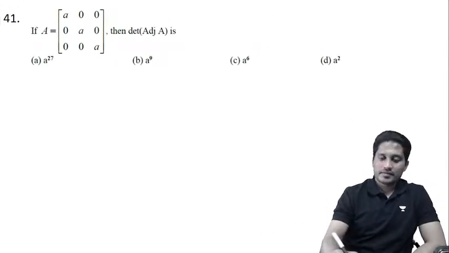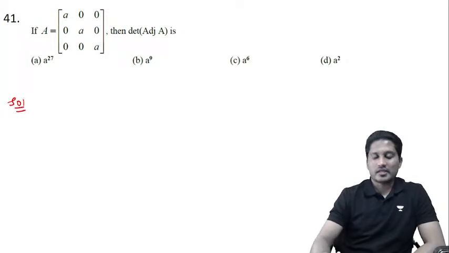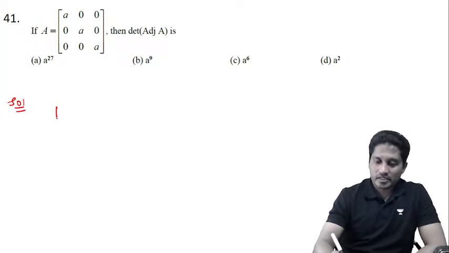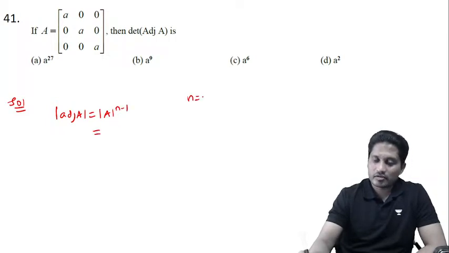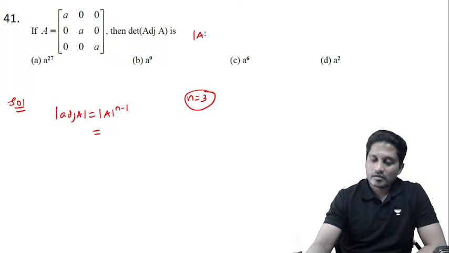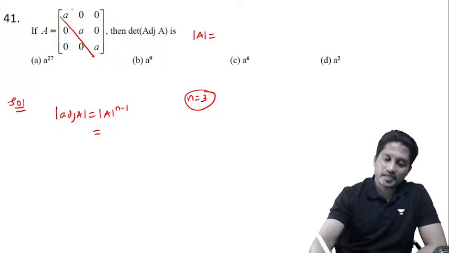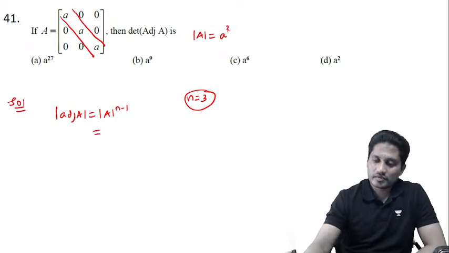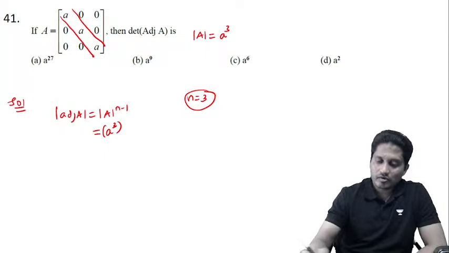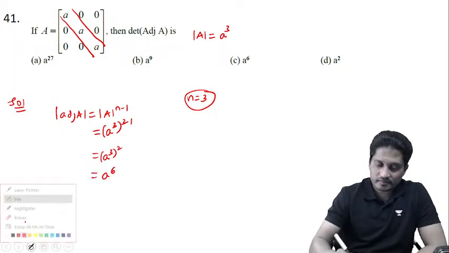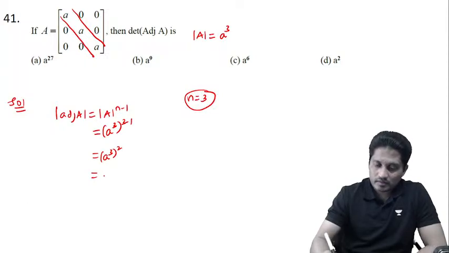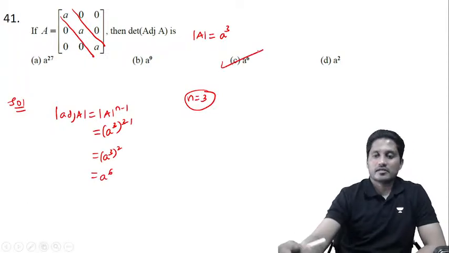Question number 41. I am supposed to find out what is det of adjoint A. That is, determinant of adjoint A is determinant A to the power n minus 1, where n stands for the order of the matrix. n equal to 3. Now determinant A, if I multiply the principal diagonal elements, is equal to a cube. This is a cube whole to the power of 3 minus 1. This is a cube the whole square. Powers are multiplied, you get a power 6. Answer is option C.